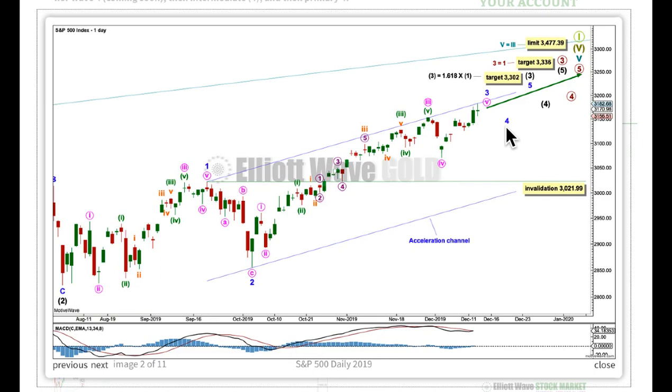I will expect it also to be shallow, to exhibit alternation in depth, because minor wave 2 was quite deep in relation to minor wave 1, so let us expect minor 4 to be a shallow, sideways, time-consuming chop lasting maybe 2 to 4 weeks.